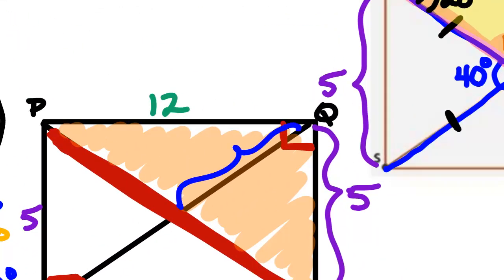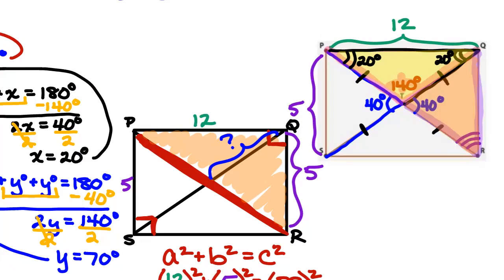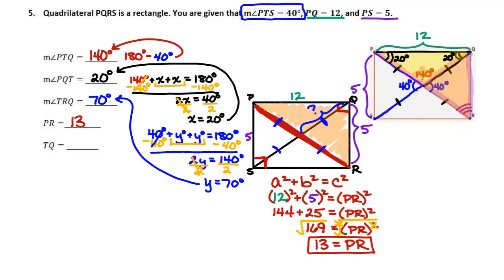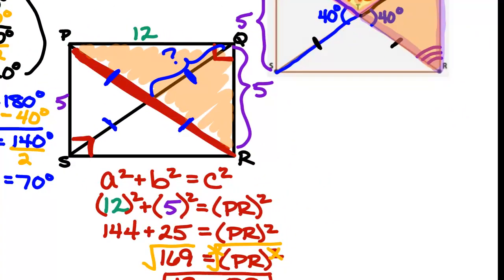And then we need TQ. We're looking for this next. What do we know about all 4 of these little half diagonals? They're all the same size. So this is the same as this, is the same as this, is the same as this. So how many segments the size of TQ would fit in PR? 2. 2 segments the size of TQ would fit in segment PR.